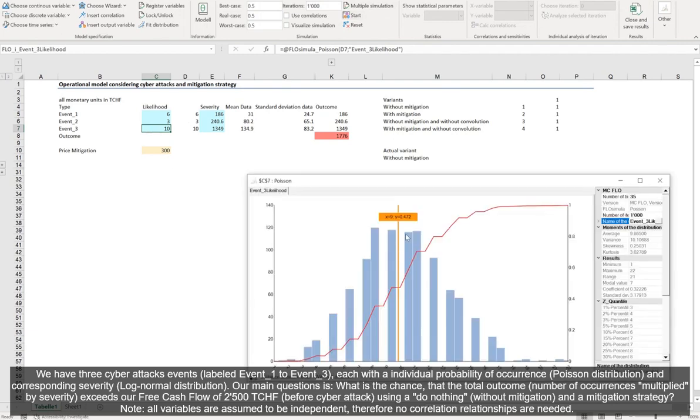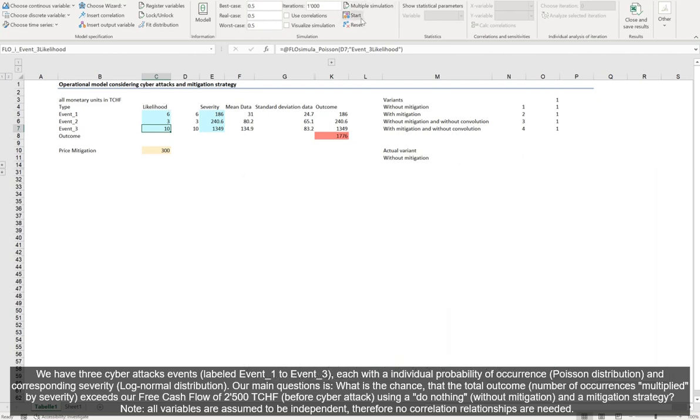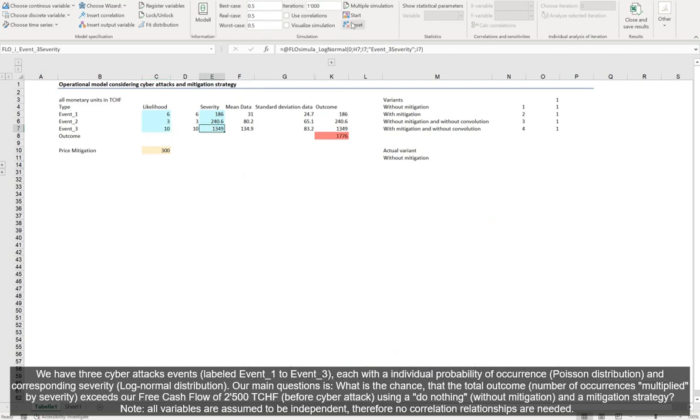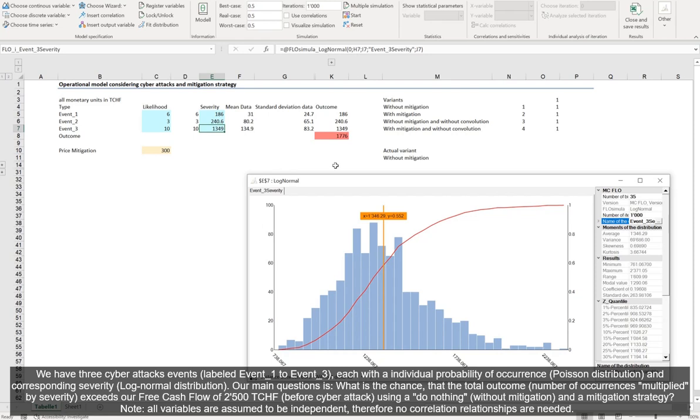So for the first one, we see here the possible outcome of a Monte Carlo simulation with 1000 iterations with the predefined Poisson distribution. If we rerun the simulation again, we will see we have different values concerning the outcome. The same applies also for the severity, which is described as a log normal distribution with the corresponding mean and the standard deviation. So in this case, we have here a possible outcome of an average 1.5 million Swiss francs.